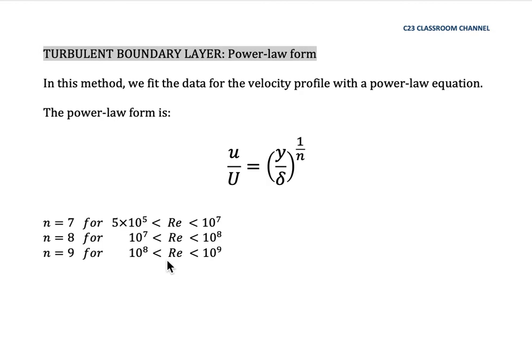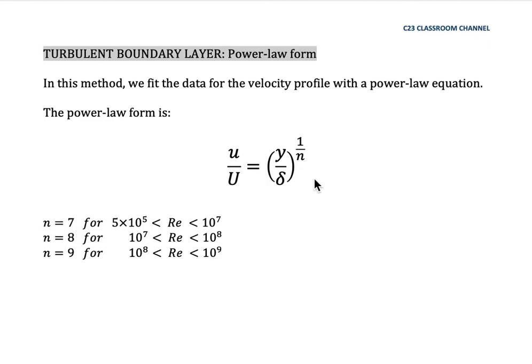So we could simplify it as this. If n is equal to 7, it is okay for us to say that the Reynolds number is between 5 times 10 to the power of 5 and 10 to the power of 7, and 8 is for this range, and 9 is for this range. Normally, for common turbulent boundary layers, it is okay for us to take the representative value of n equal to 7.